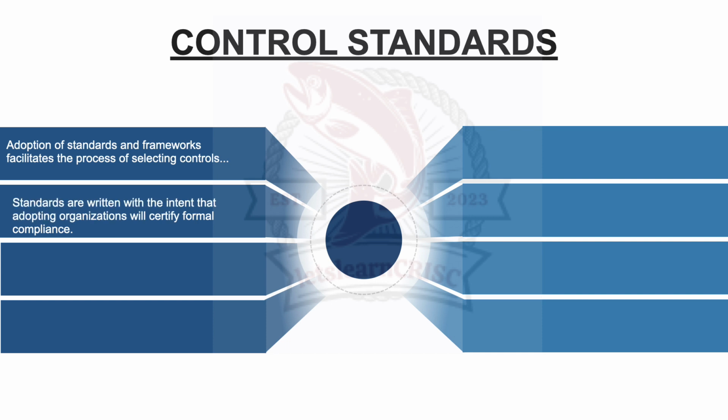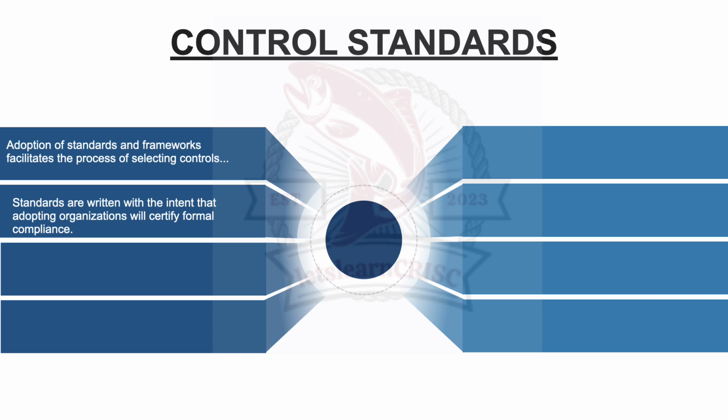Next, under the control standard: standards are written with the intent that adopting organizations will certify formal compliance. Friends, this statement emphasizes the purpose of standards, specifically that they are crafted with the expectation that organizations adopting them will seek and achieve formal compliance.